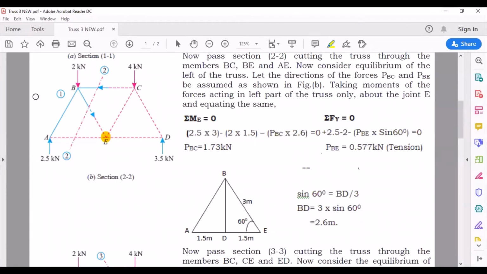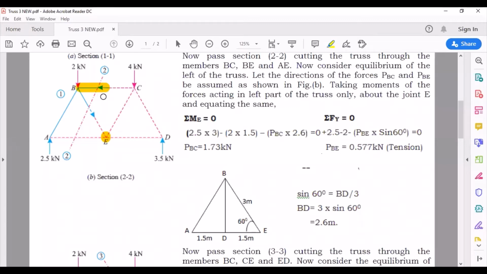Now next, I am interested in this member, that is BC. In member force BC, it is PBC. I want the vertical distance to be multiplied because PBC is a horizontal force. So the distance to be multiplied is vertical. But I do not know the vertical distance.